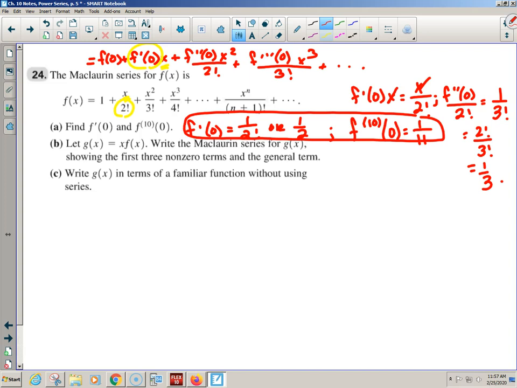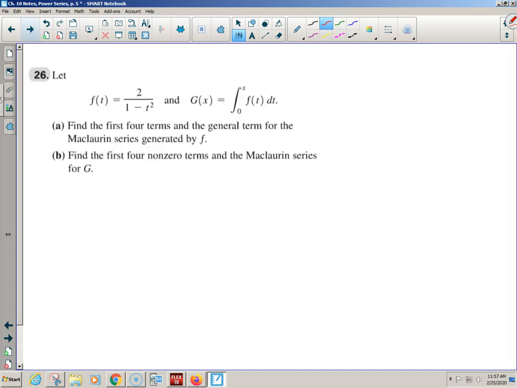Letter B, is this a hard one? Just type that. We just could distribute x. Oh, that's not bad. Write g of x in terms of a familiar function without using series. What card is it that has all those special ones? See if it looks familiar. You're welcome.